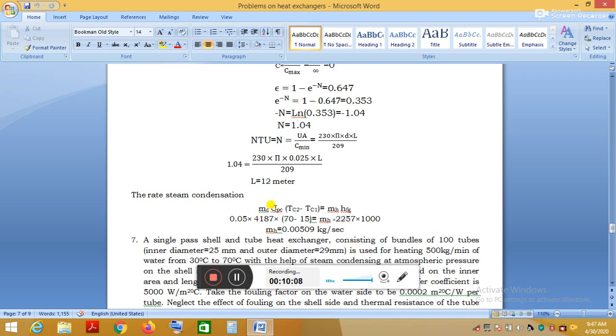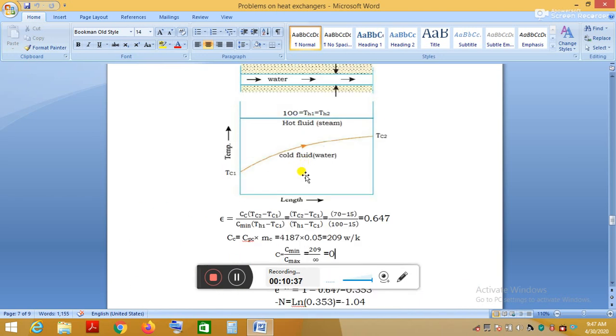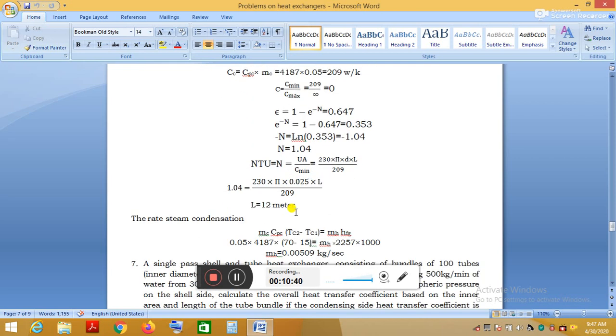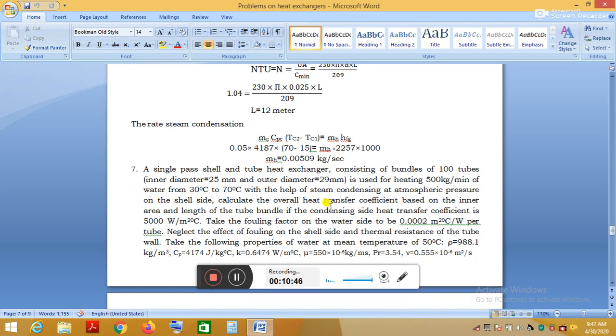Here the mass of cold fluid is given, the specific heat of the cold fluid is given, Tc2 is known, Tc1 is known, and the latent heat of the hot fluid is also known, which is 2257 kilojoules per kg. The only unknown is the mass of the hot fluid. We will get the mass of the hot fluid as 0.00509 kg per second. This is the amount of steam which is condensing over the condenser per second. This completes this problem. The next problem is a single pass shell and tube heat exchanger.